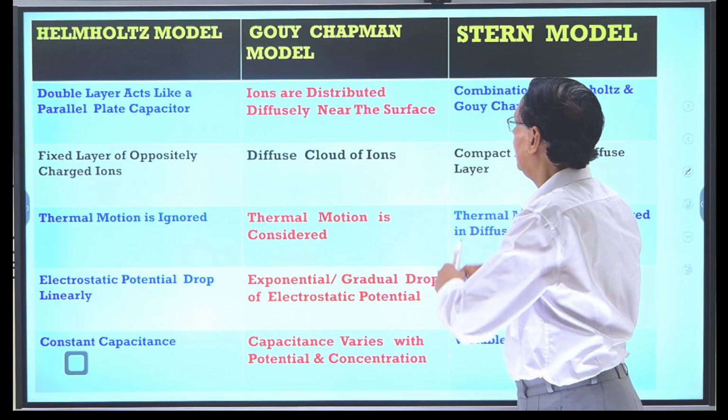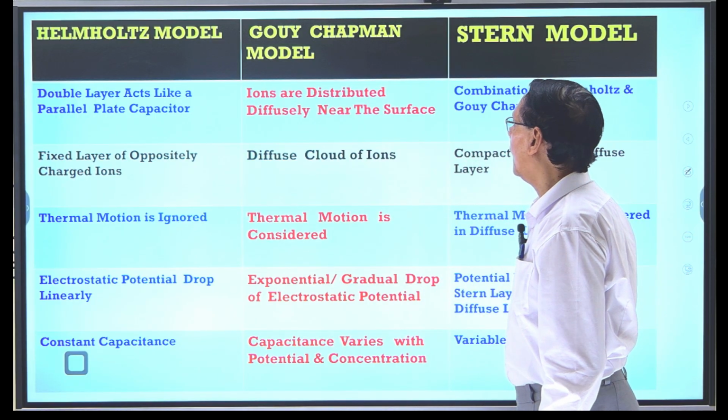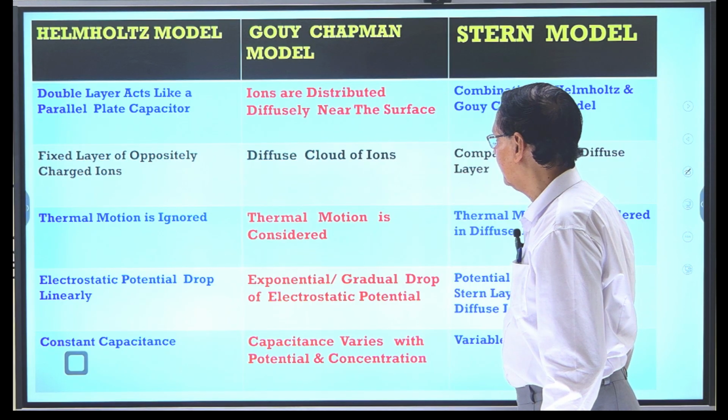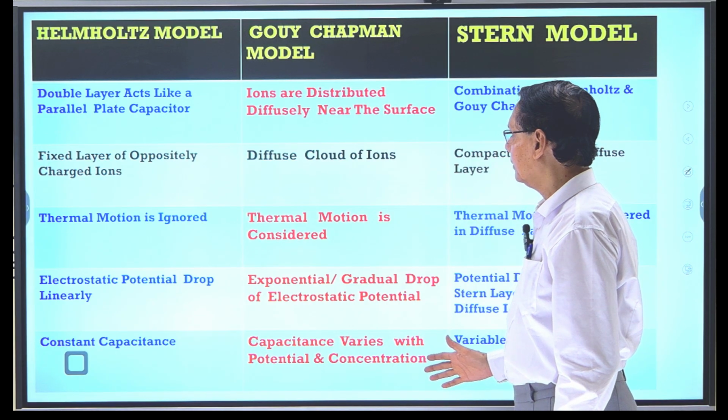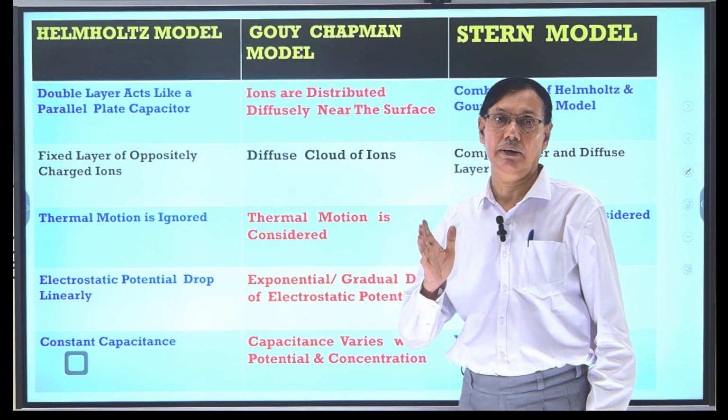नाउ फिर हम दूसरे में आ जाते हैं, that is Gouy and Chapman. This is the second important theory. Here there is a diffuse double layer.